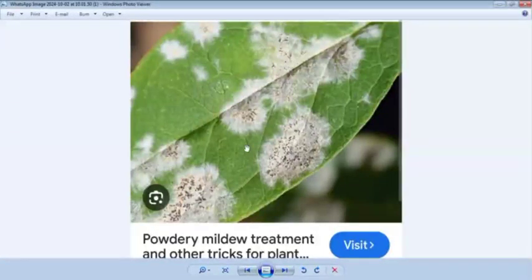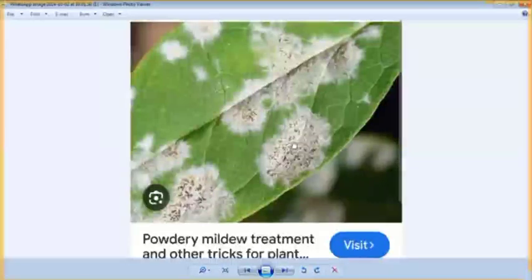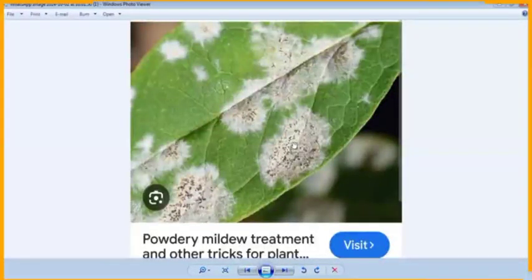If insects come and stand on the leaves, then stand on another healthy leaf, they can spread this disease to the second leaf, and so on. So it is an infectious disease which can be transmitted by water and by wind and by insects.